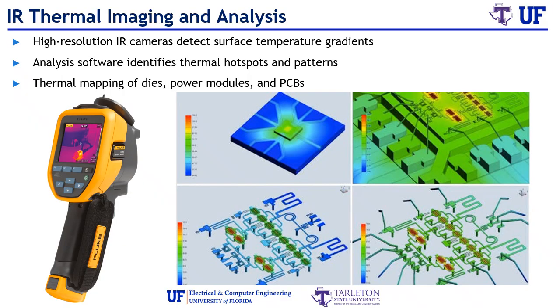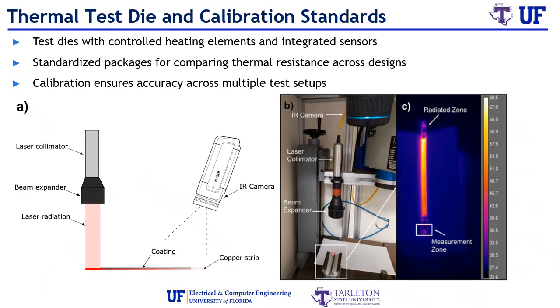Infrared thermal imaging allows engineers to visualize heat flow and temperature gradients in real time. High-resolution IR cameras capture even small variations, while analysis software identifies hotspots and inefficient heat paths. The images shown here illustrate how thermal mapping is used for dies, PCBs, and power modules to verify and improve cooling designs.